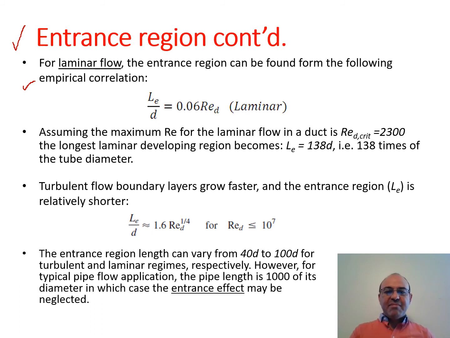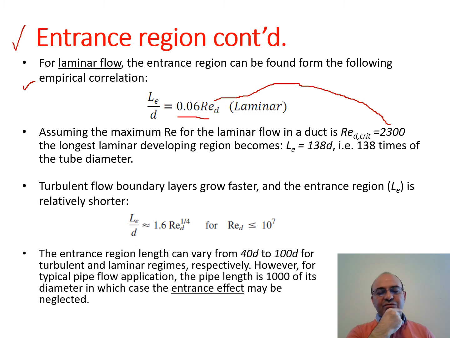So assuming the maximum Reynolds number for the laminar flow, like 2300, the longest, it means that if you plug the 2300 here in this equation, then the L_E becomes 138 times the diameter. Or in other words, this value will become 138.